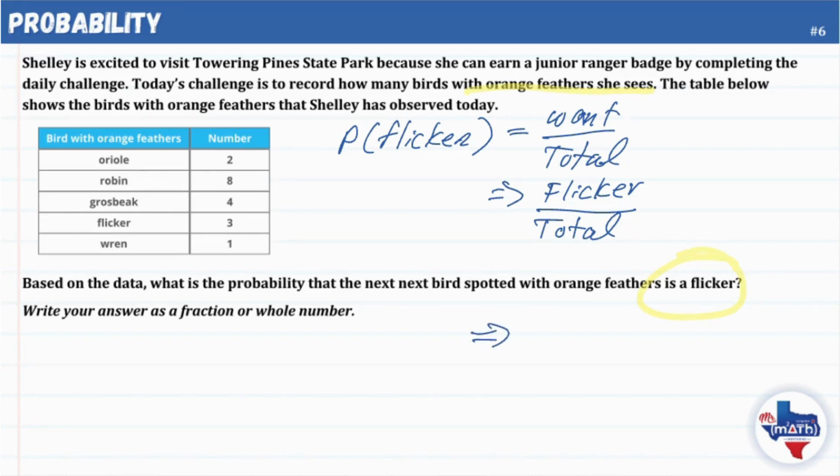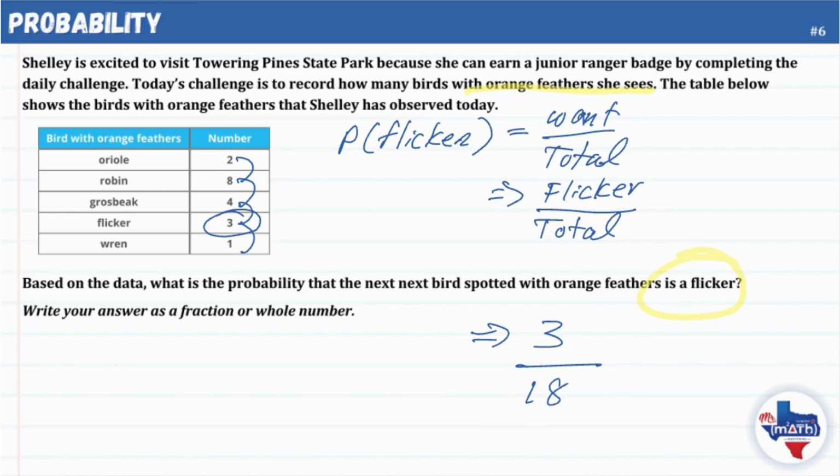So continuing this process, we found 3 flickers in our table. And the total number of birds is 2 and 8 is 10, 4 is 14, and 3 is 17, and 1 is 18. So we have a total of 18 birds.